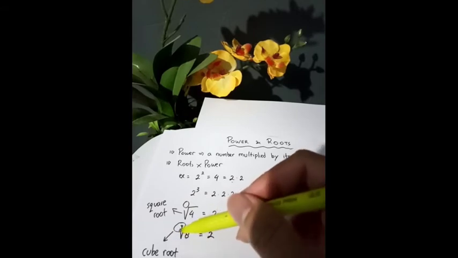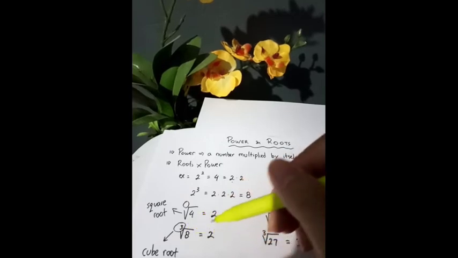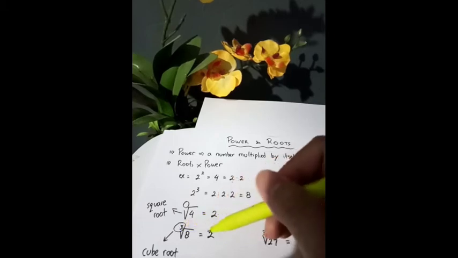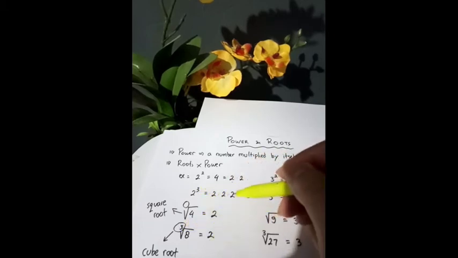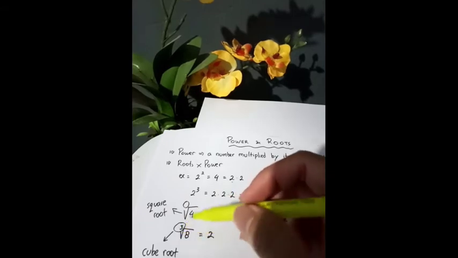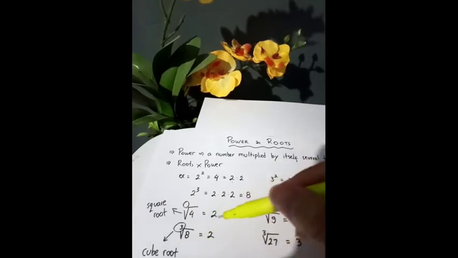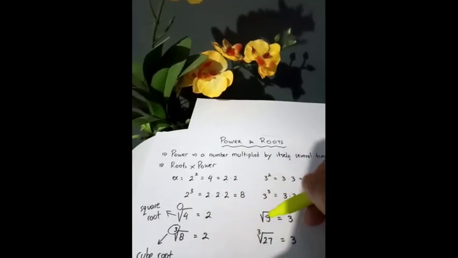Jadi akar kubik, akar pangkat 3 dari 8 itu sama dengan 2. Karena 2 kali berapa kali untuk menjadi 8? 2 kali 3 kali, sama seperti di atas ini. 2 pangkat 3 sama dengan 8, karena 2 kali 2 kali 2 sebanyak 3 kali itu sama dengan 8. Jadi jika dibalik akarnya pangkat 3 itu sama dengan 2. Seperti itu.